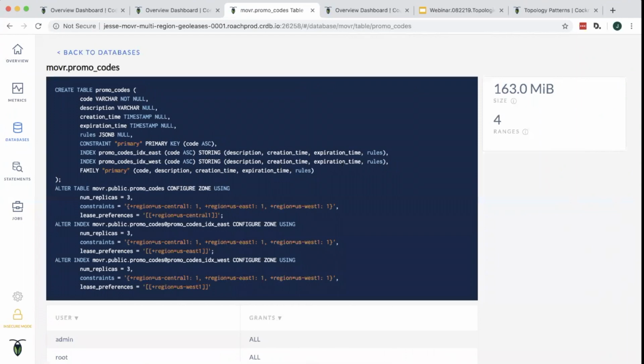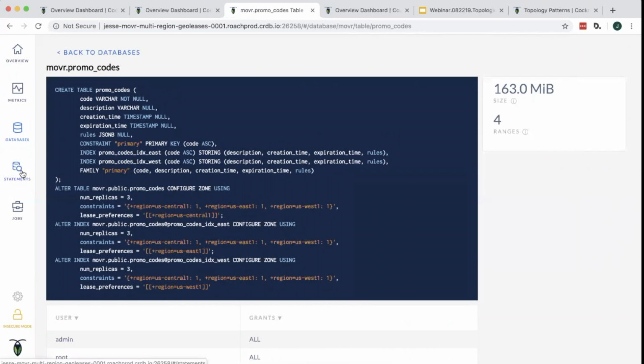So there are three complete copies of this table in essence. And then again, we've used zone configs, and here's what we've done. We've said for the primary index of this table, we want to make sure there's one replica in each region, but we want the leaseholder for this index to always stay in the central region. And for the east index, we've done the same thing. We said the leaseholder needs to be in the US East region, and for west, same thing here. And there's some really cool magic happening here that I want to show you.